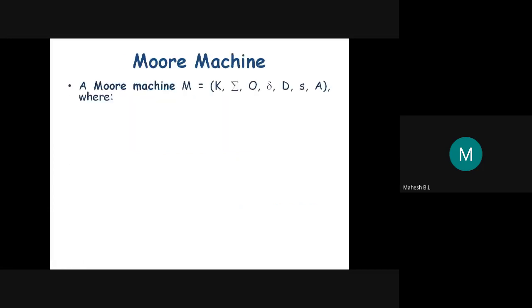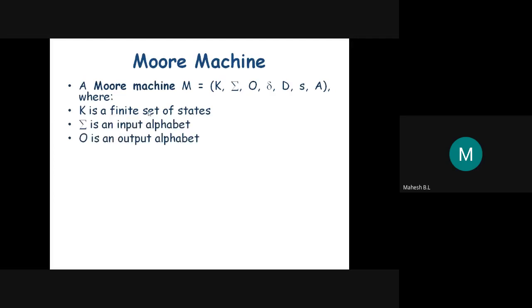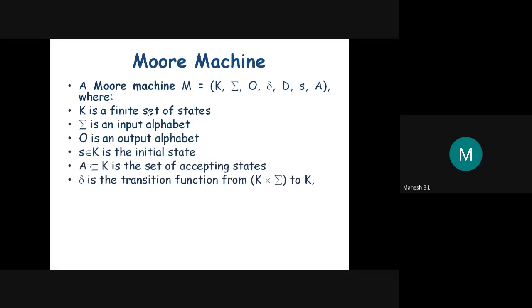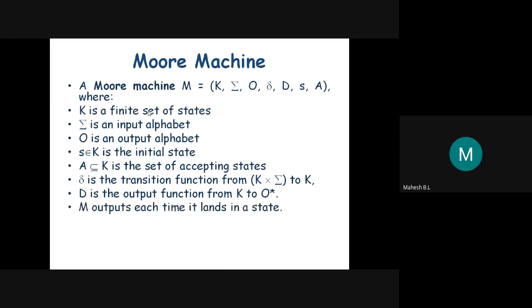Okay, first we'll consider Moore machine definition. So Moore machine M is equal to K, sigma, O, delta, D, S, A, where K is the finite set of states, sigma is the input alphabet, O is the output alphabet, S is the initial state, A is the set of accepting states, delta is the transition function, D is the output function from K to O star.